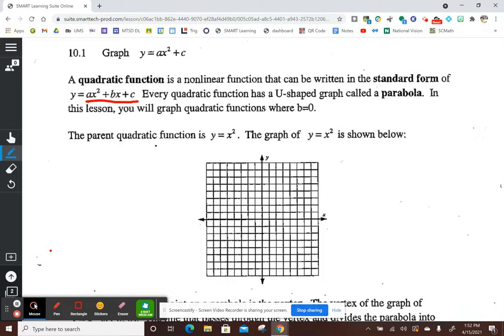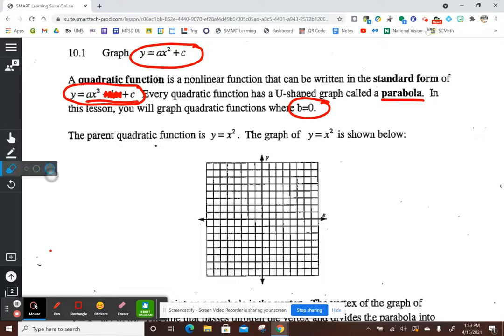Now, when you graph this quadratic function, it will have a U-shaped graph called a parabola. And in this lesson only, we are going to graph y equals ax squared plus bx plus c. But in the ones we're doing, we're letting b equal 0. So this whole term goes away. So it's actually going to look like that. And you will see that when b equals 0, these graphs always have an axis of symmetry that's x equals 0, and you will learn what an axis of symmetry is.